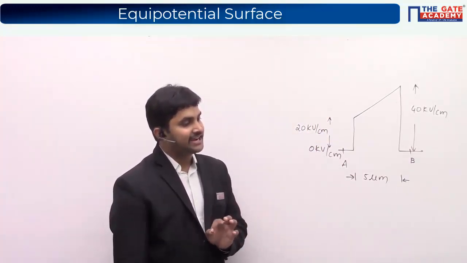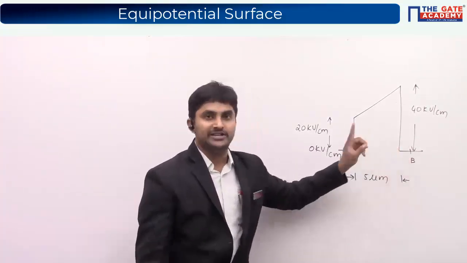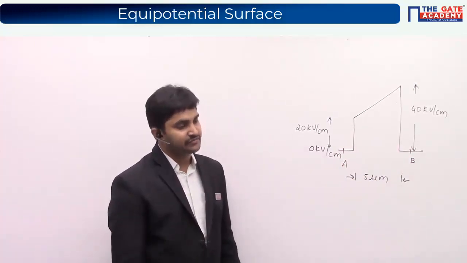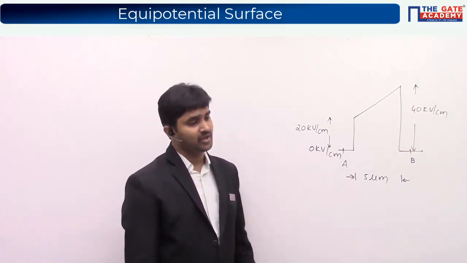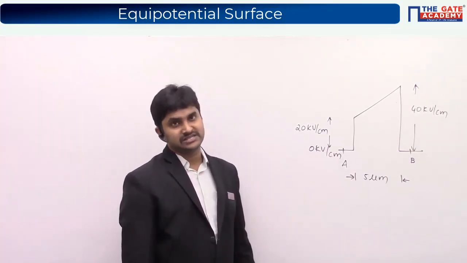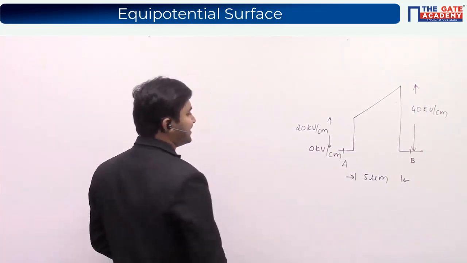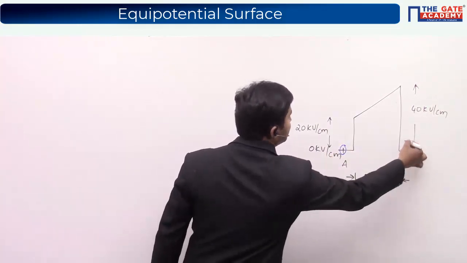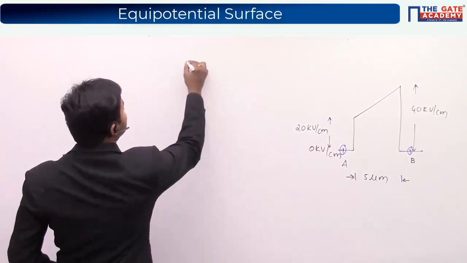Let psi A and psi B be the electrostatic potentials of these 2 points. Now what we have to find is psi B minus psi A. It is given that psi A is the electrostatic potential of this point and psi B is the electrostatic potential of this point. So psi B minus psi A.